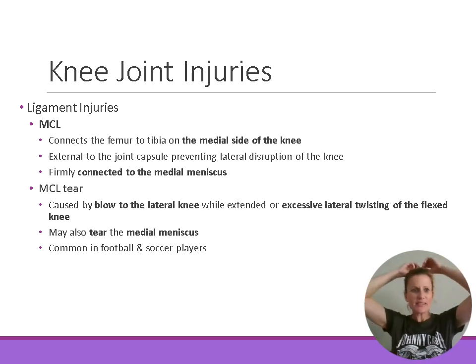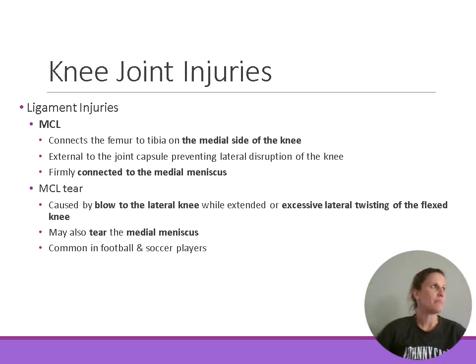Knee joint injuries. Our whole part three PowerPoint is on knee joint injuries. But just really quickly, there are numerous different ligament injuries that can occur to the knee. The MCL is the medial collateral ligament. The collateral ligaments are the ligaments that are on the outside of the joint capsule. There's one laterally on the side of the fibula, one medially on the side of the tibia. The MCL is the one on the side of the tibia, the medial side.